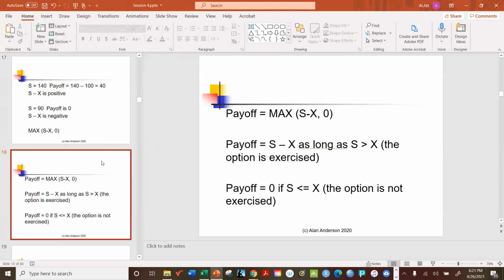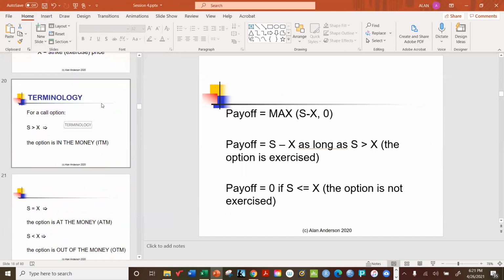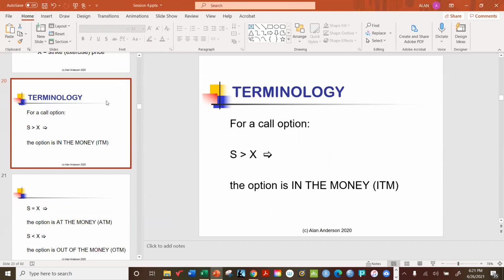Now, if you wanted to draw up a little chart, oh, by the way, I just want to throw this in here. In the options markets, there's terminology that's used for these situations. When, with a call option, S is greater than X, and exercising the option would provide us with a positive payoff, in Wall Street, they say that the option is in the money. And that simply means that if we exercised it right now, we would have a positive payoff.